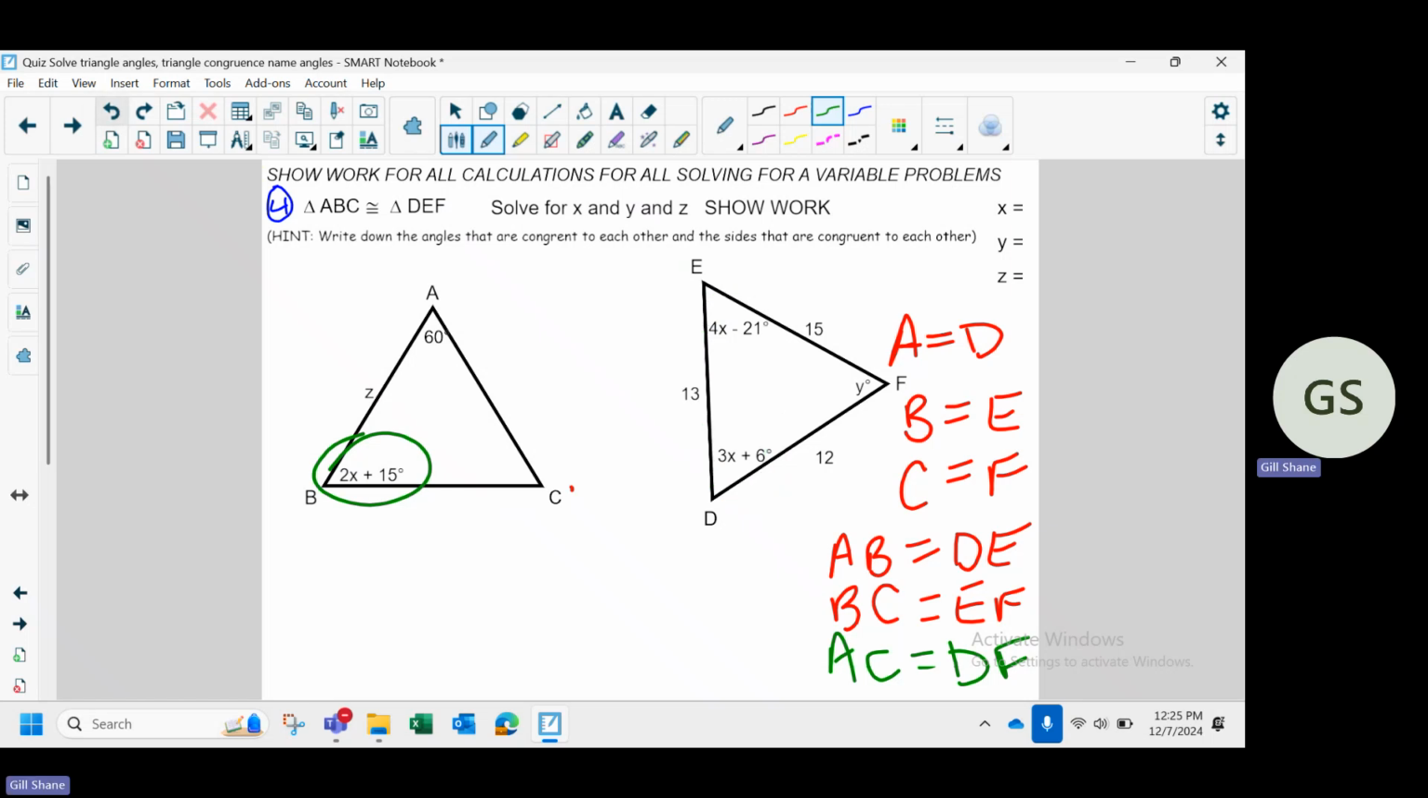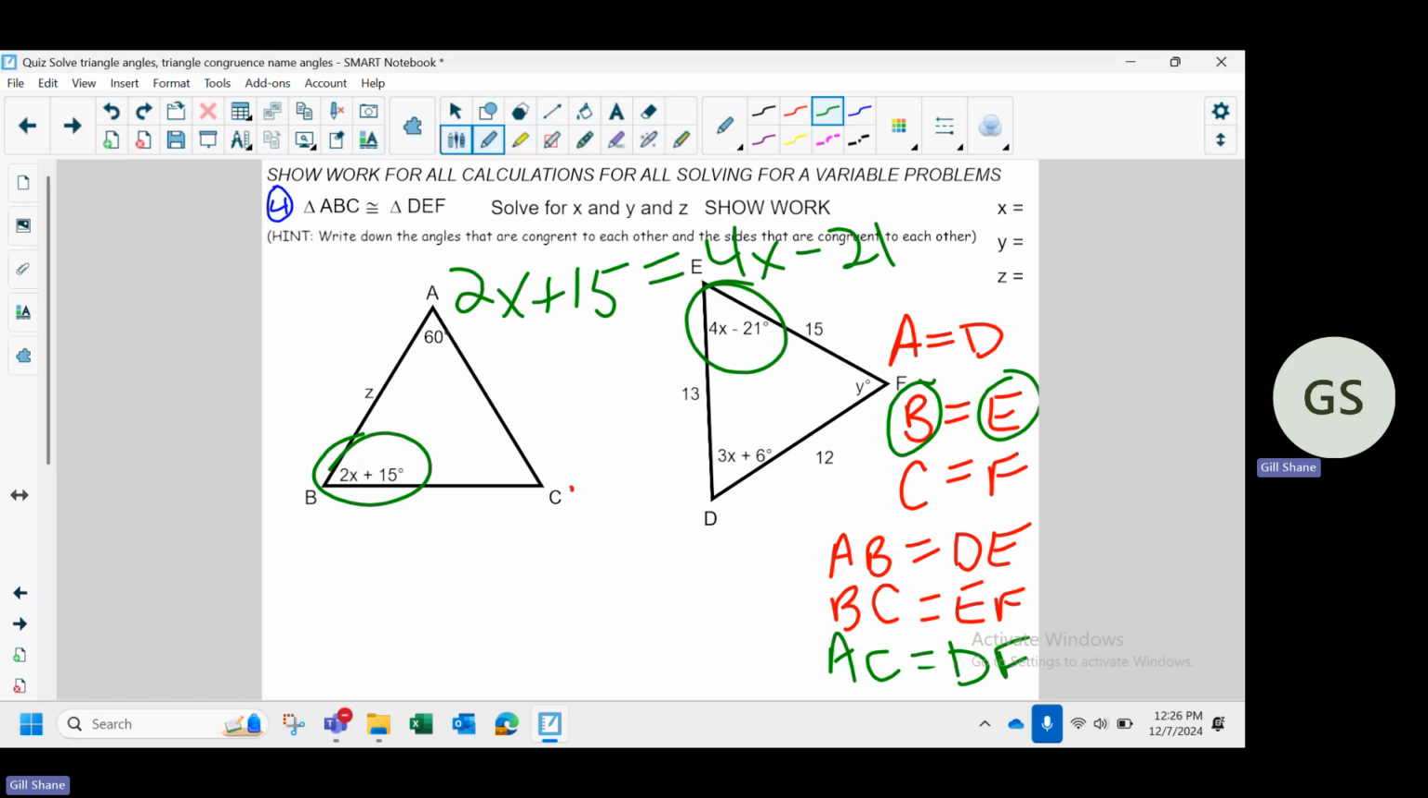I need to match up an x in one triangle with an x in another one. So I could start with the 2x plus 15 and find what B is equal to in the other triangle, because that's what I would set equal to 2x plus 15. Well, there's B right there. It equals E. So now I go over to E and set those two things equal. That's one equation. There's actually two, so I'm going to show you the other one because it's a little easier to do the math. That would equal 4x subtract 21, and then you solve for x.